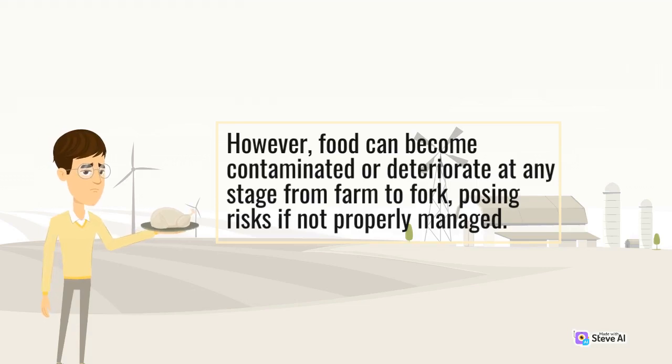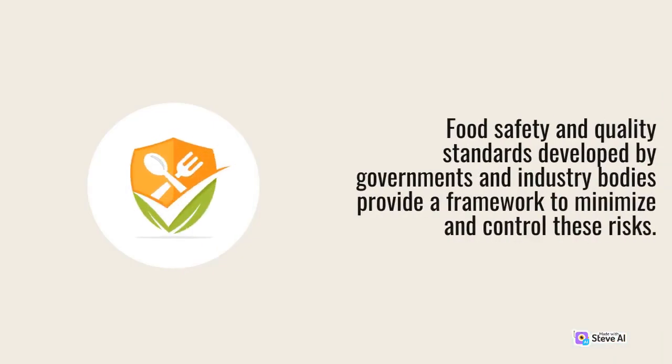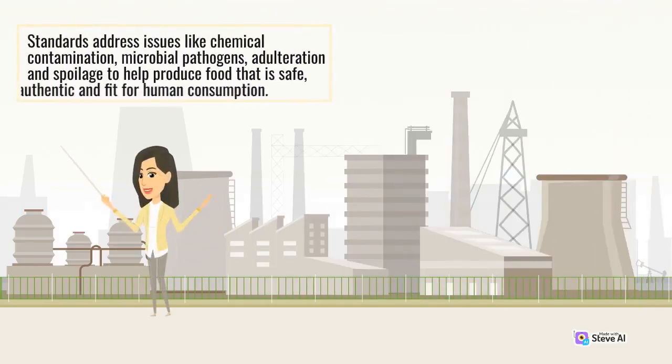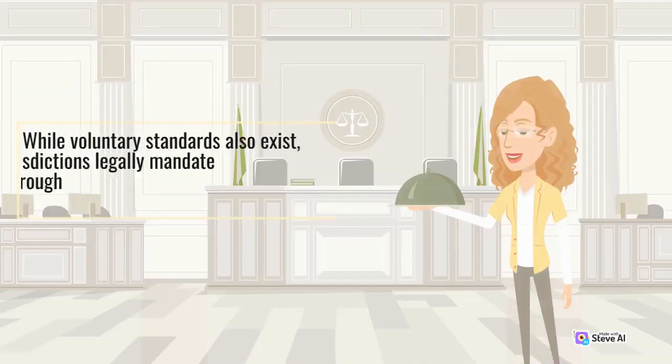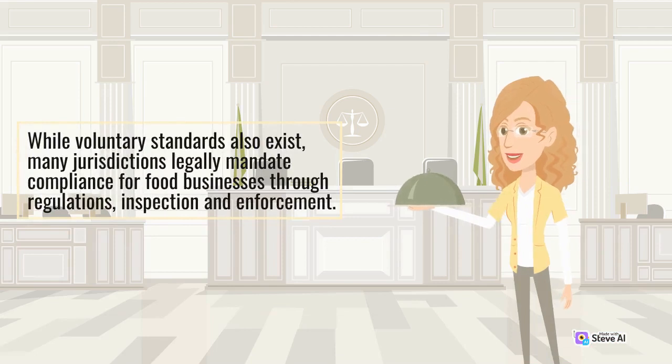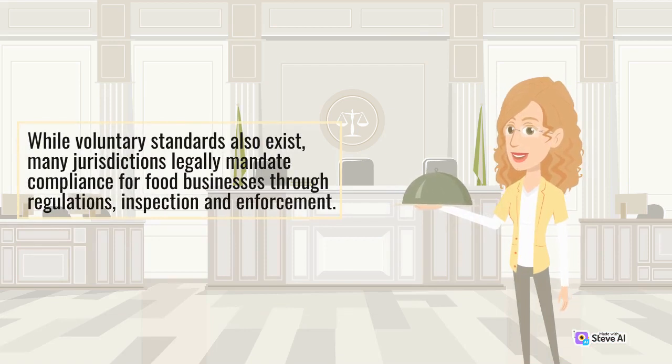Posing risks if not properly managed. Food safety and quality standards developed by governments and industry bodies provide a framework to minimize and control these risks. Standards address issues like chemical contamination, microbial pathogens, adulteration and spoilage to help produce food that is safe, authentic and fit for human consumption. While voluntary standards also exist, many jurisdictions legally mandate compliance for food businesses through regulations, inspection and enforcement.